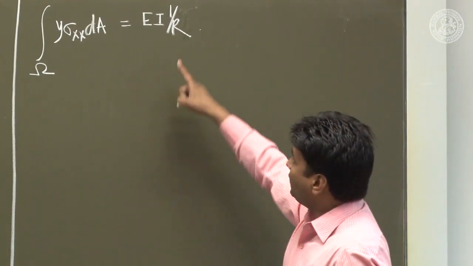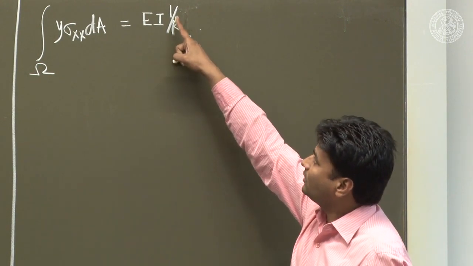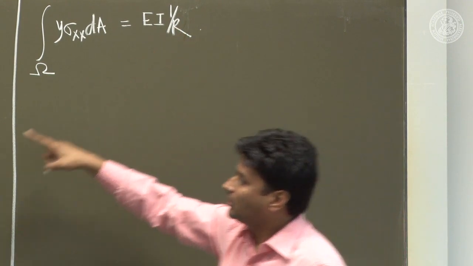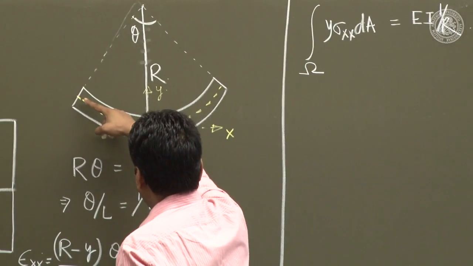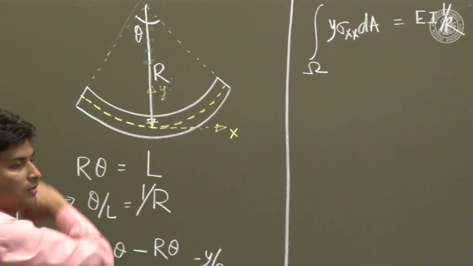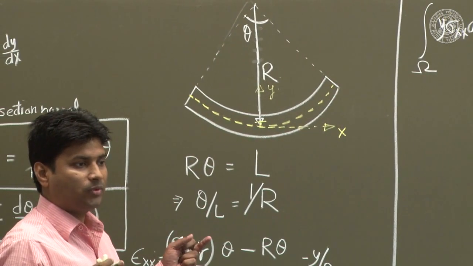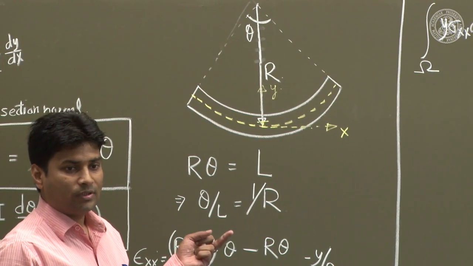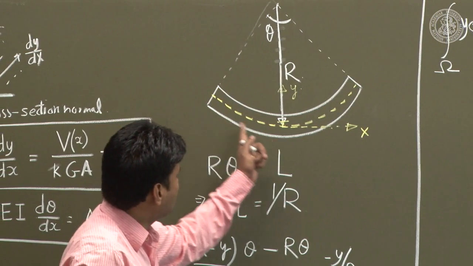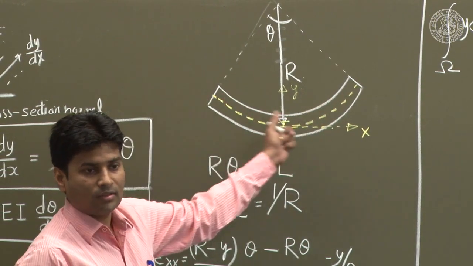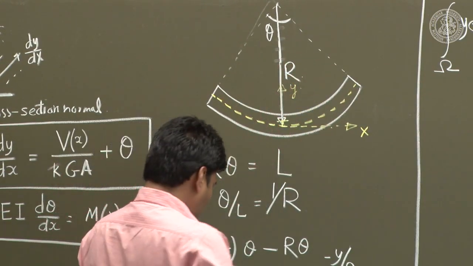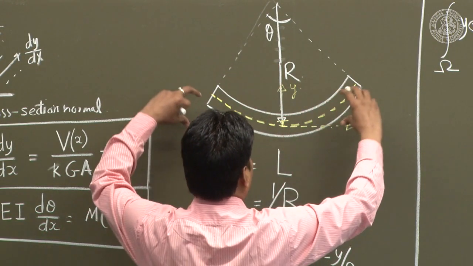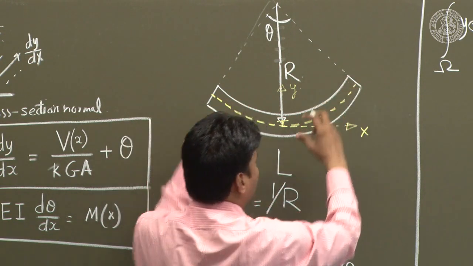Now what you see here is that this 1 by R, which is curvature, is really the curvature of the center line or the neutral line. So everything makes perfect sense as we have been doing. The bending moment is EI times the curvature, where curvature is that of the center line. Isn't it? Now let's do something else. Let's compress our beam also.